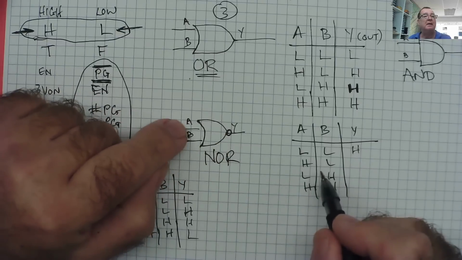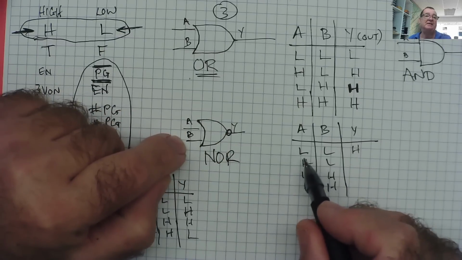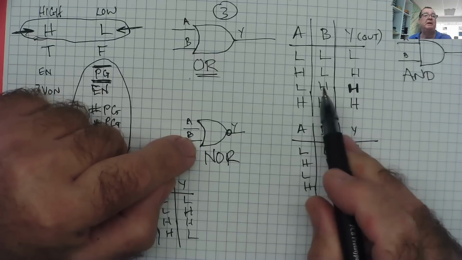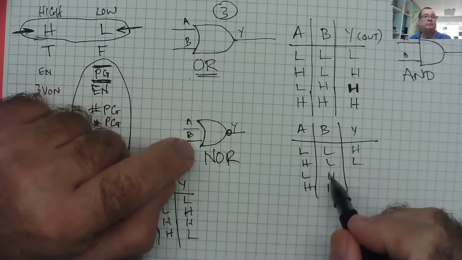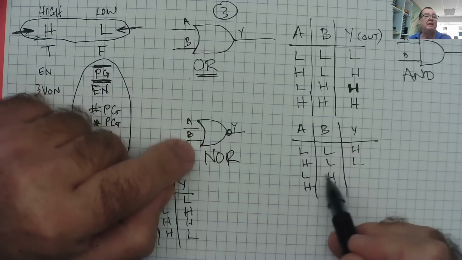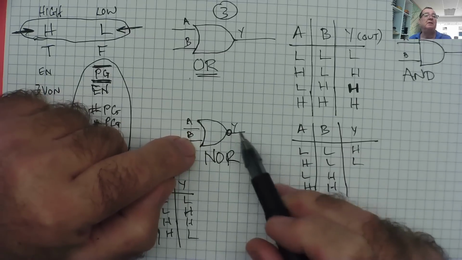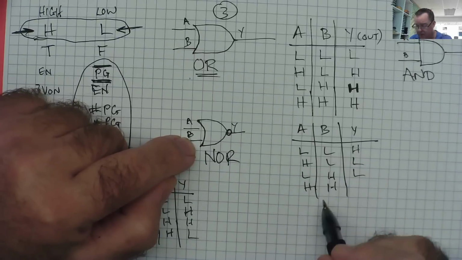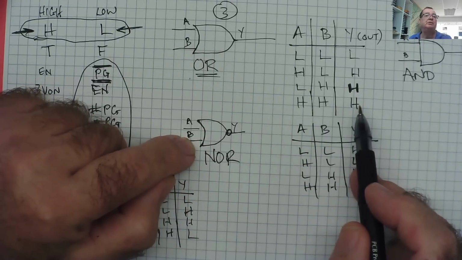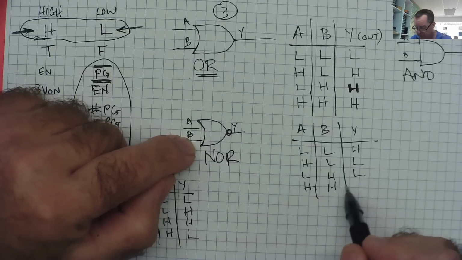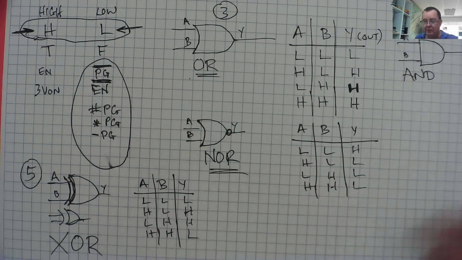Okay? Is A or B high? Yes, A is high. So the output should be high, but the inverter inverts it, low. Is A or B high? Yes, B is high, so the output should be high, but the inverter inverts it, low. And in the case of an OR gate, if they're both high, the output should be high, but the inverter inverts it, it's low. That's a truth table for a NOR gate.